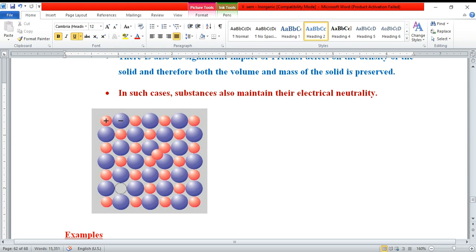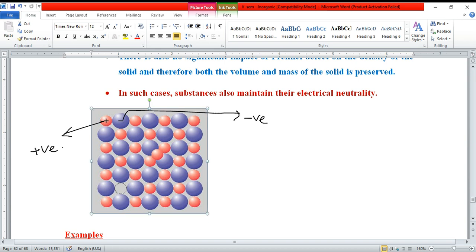Here you can notice the blue balls are negative ions, and the red balls are positive ions. Here the size difference between positive and negative ions must be very high, because if the positive ion is the smallest one, then the negative ion must be the biggest one. If this basic criterion is fulfilled, then we can expect a Frenkel defect.